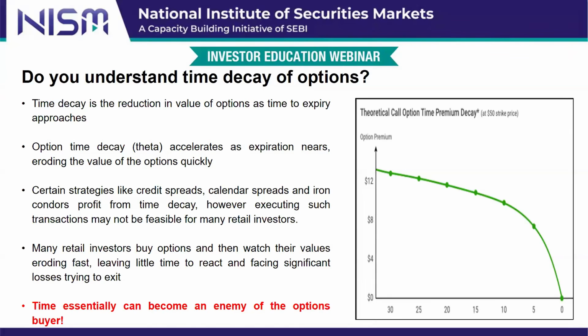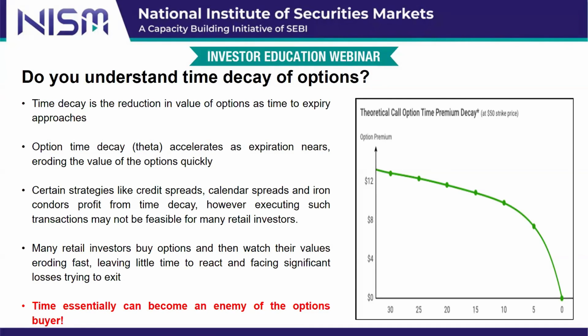There are certain strategies which can profit from this time decay. Also, there are credit spreads, calendar spreads, but even these are not 100% fail proof, and many retail investors may not be able to do these kind of strategies. They need some kind of expertise.